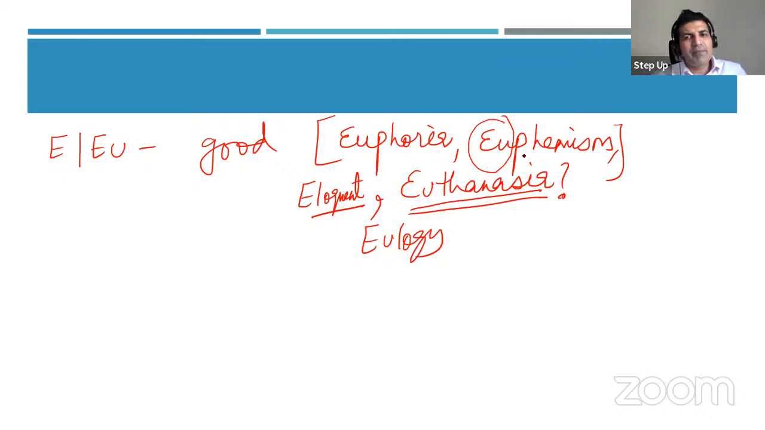You say he passed away, right? And things like that. So to say some things in a more polite way. Euphemism. Eloquent, eloquent meaning good, very good speaker. So there are two roots.